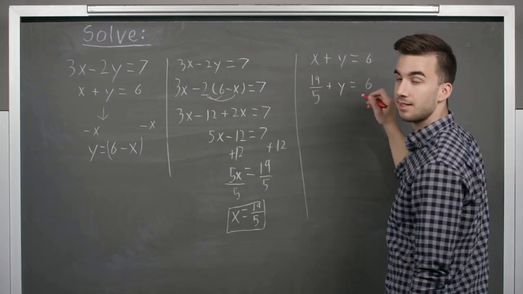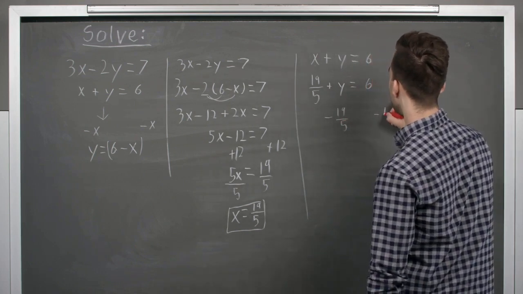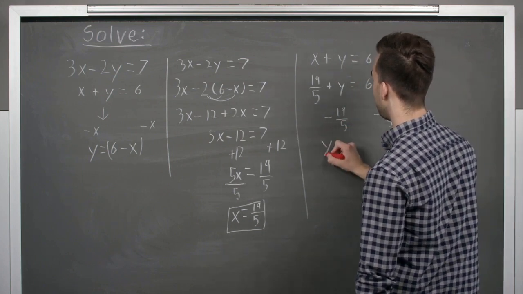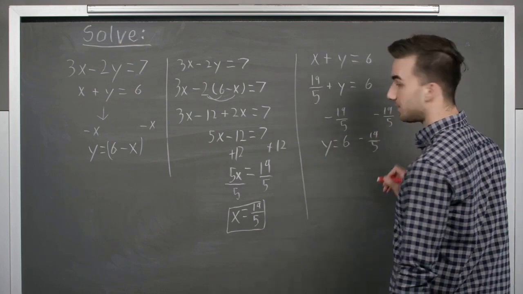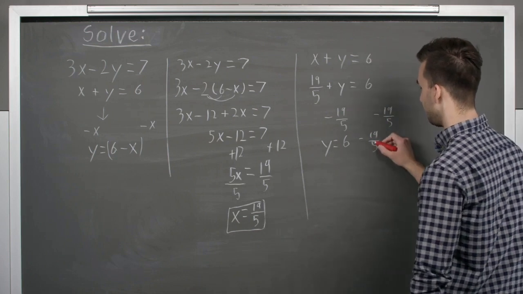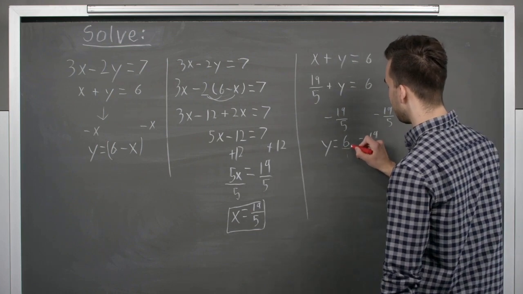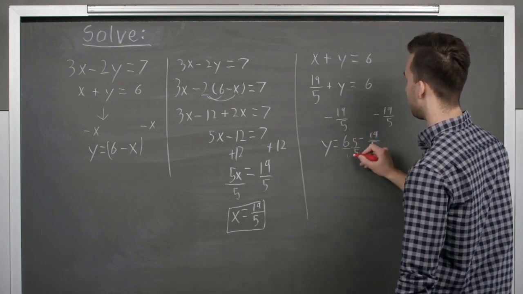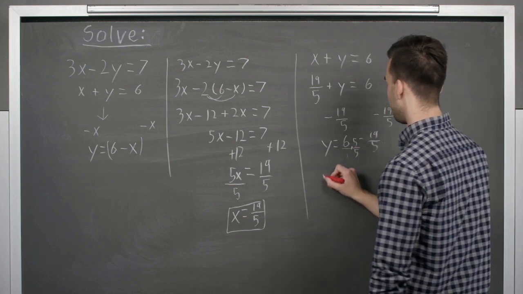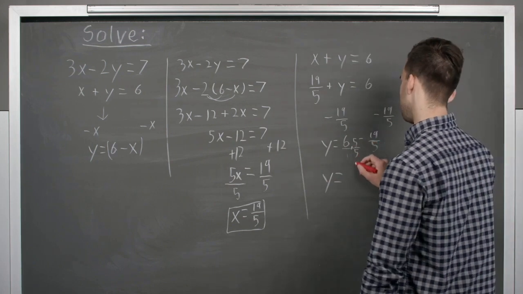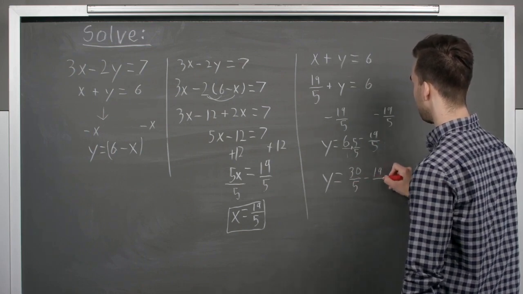Now, if we subtract 19 divided by 5 from both sides, that gives us y is equal to 6 minus 19 over 5. What's the least common denominator here? It is 5, right? Because 1 times 5 is 5. So if we multiply 6 by 5 over 5, to get it in terms of the least common denominator, we're just simplifying still, that'll get us 30 over 5 minus 19 over 5.